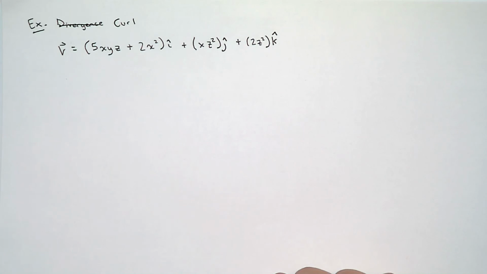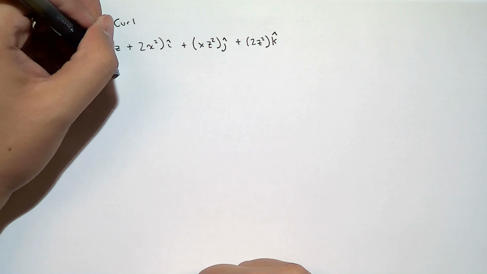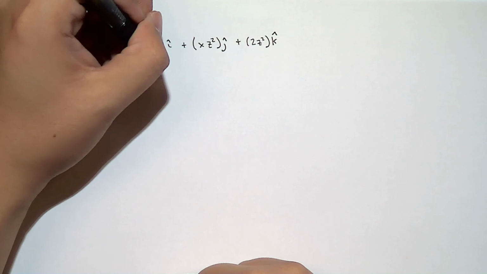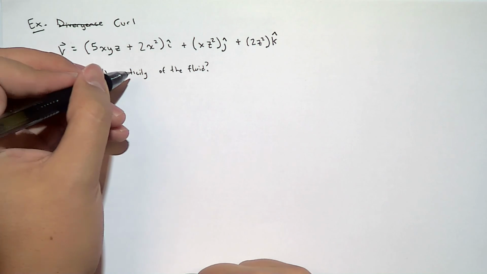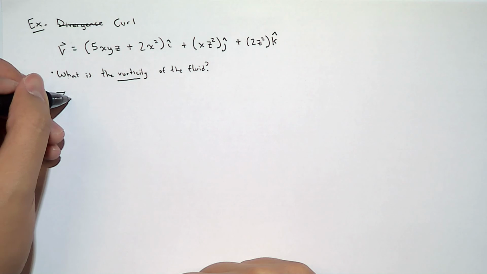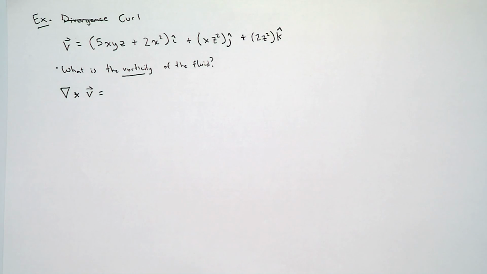In this case, what is the vorticity of this fluid? In other words, what is the curl of this velocity field? So question, what is the vorticity of the fluid? And of course, you know that vorticity just means the curl of the velocity field. So how do we find the curl of a velocity field?